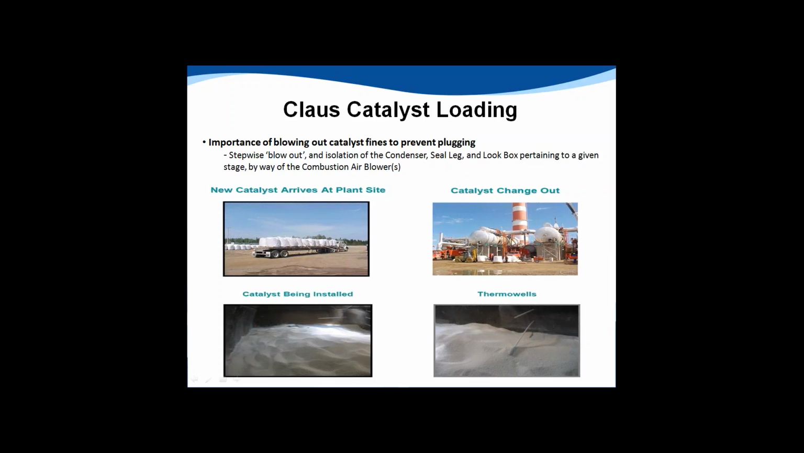We see new catalyst here arriving at site on a truck in bags. For catalyst changeout, we have a crane that puts the catalyst in place above a manway at the top of our reactors. We see catalyst being installed. And we also see thermal wells, the thermocouples for temperature indication.